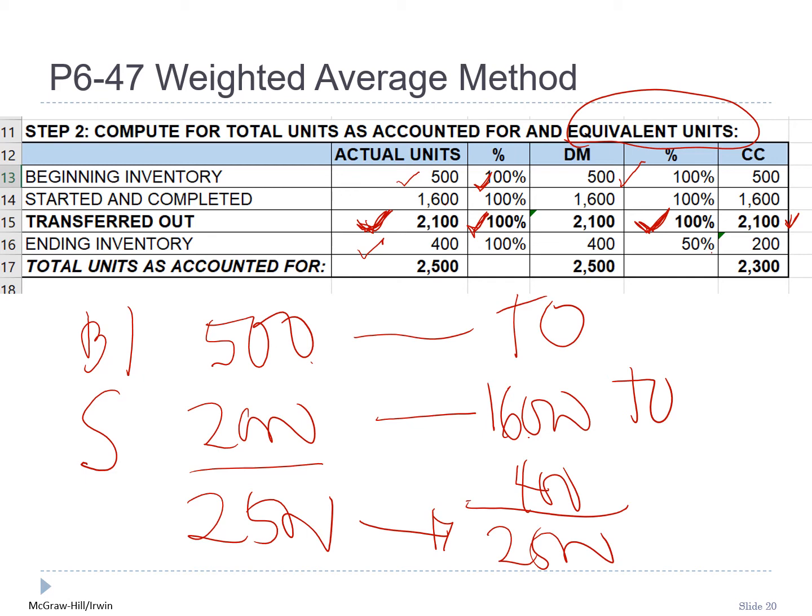So, 400 times 50%, that's 200. So therefore, for Department A, ang EUP ko, total EUP is 2,500. For conversion cost, that's 2,300. Paano ko 25? 21 plus 400. Paano ko yung 23? That's 21 plus 200. And also, yung total units to account for dito sa actual column should be the same dun sa step 1 natin. So, dapat 25 din yun.